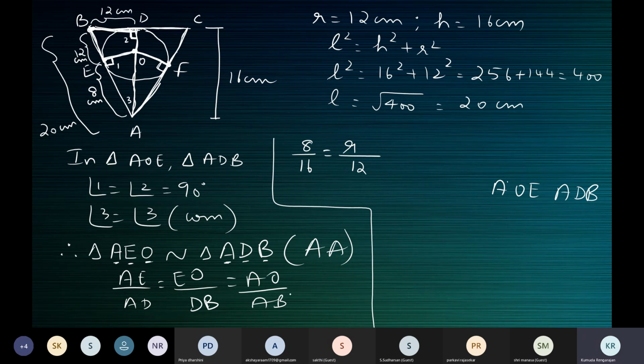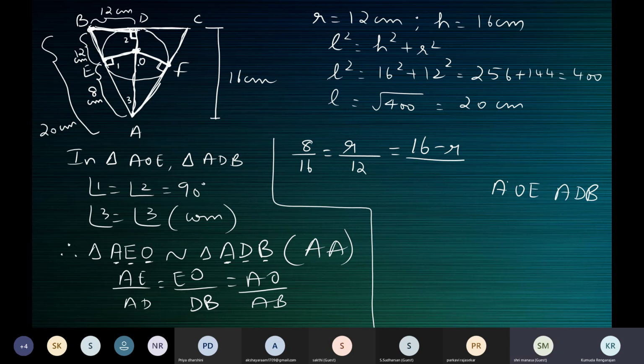You don't have to write this at all. This itself is enough. You can find R from this. But if at all you have to write, what should you write for AO? What is AD? 16 centimeters. And DB is 12 centimeters. So what will be AO? A to O will be A to D, 16, minus DO, which is R. If you want to write, this is what it will be.